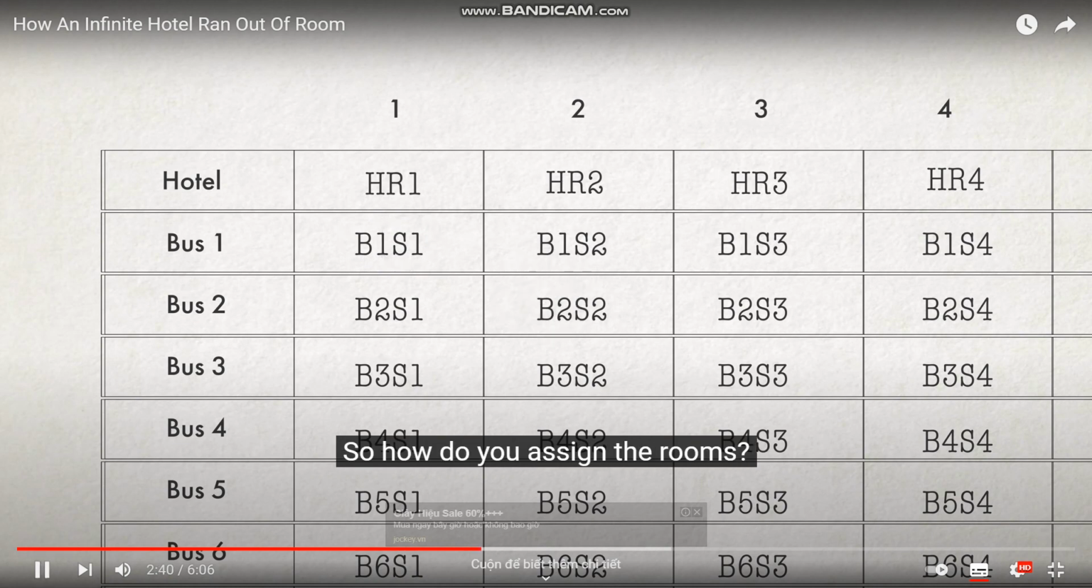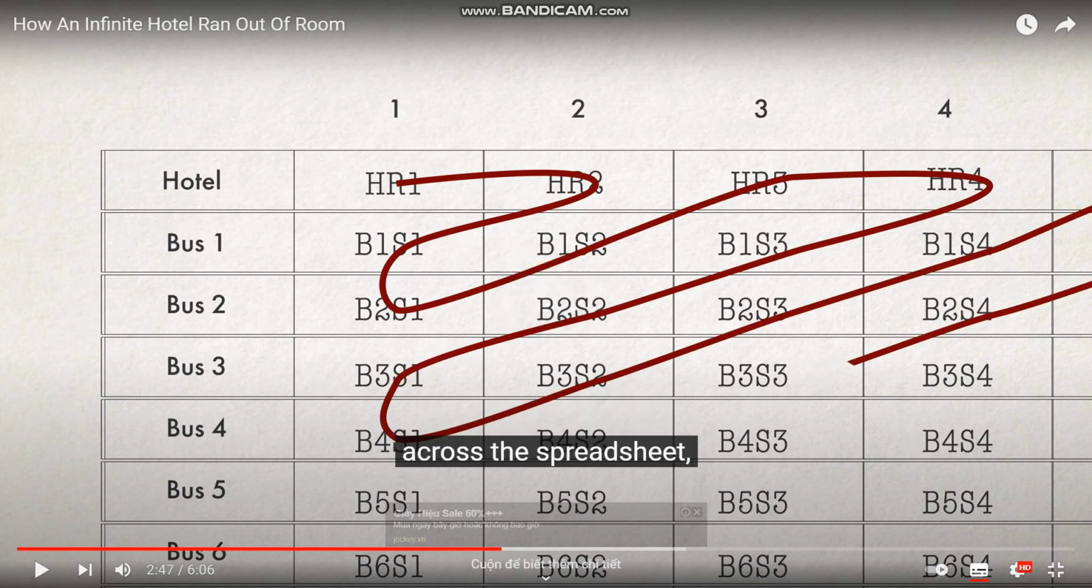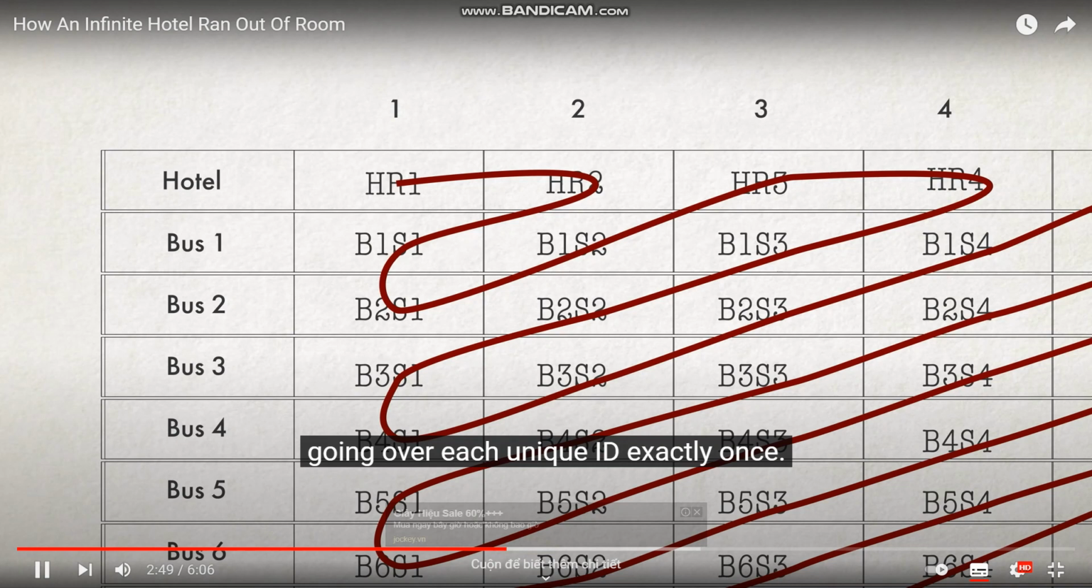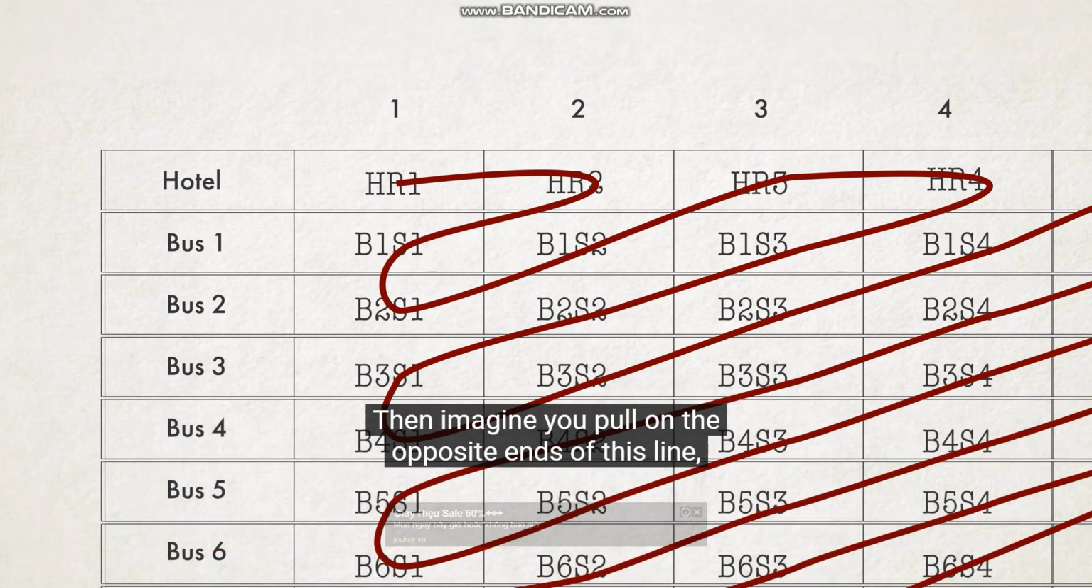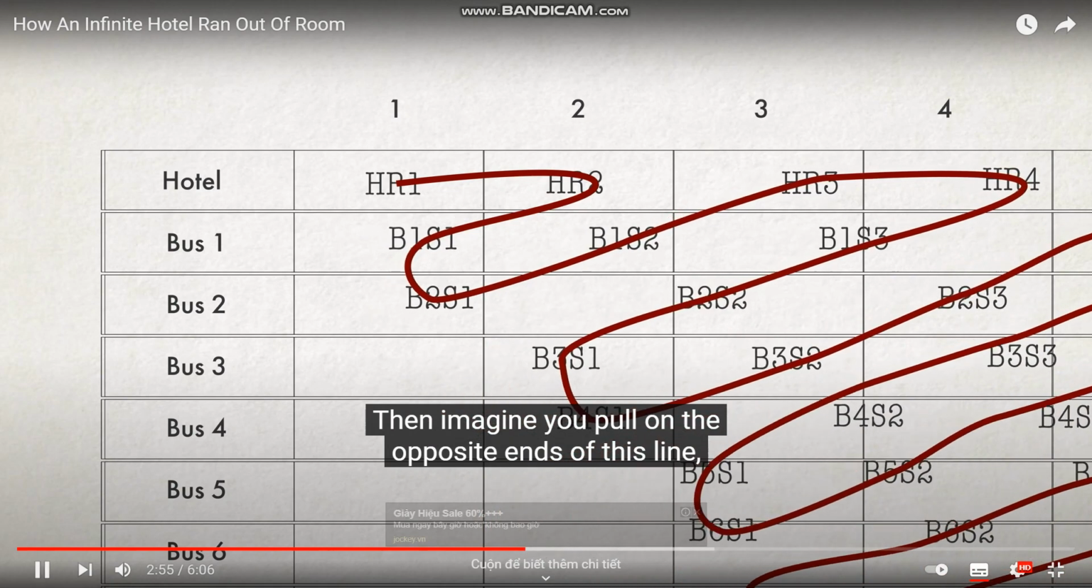So how do you assign the rooms? We will start in the top left corner and draw a line that zigzags back and forth across the spreadsheet, going over each unique ID exactly once. Then imagine you pull on the opposite ends of the line, straightening it out.